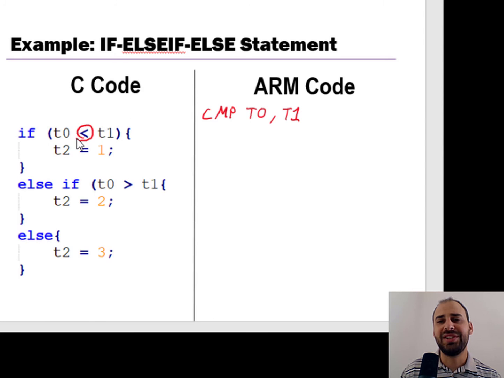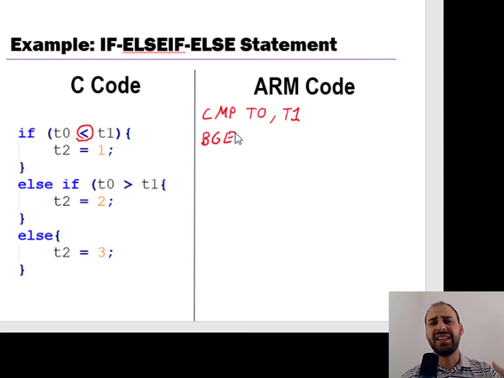The next thing we want to do is do the opposite of what this logical operation is doing. So this is a less than. I don't want to branch on less than. I want to branch on greater than or equal to. BGE, branch on greater than or equal to. If it was just branch greater than, by the way, it's BGT instead of E.